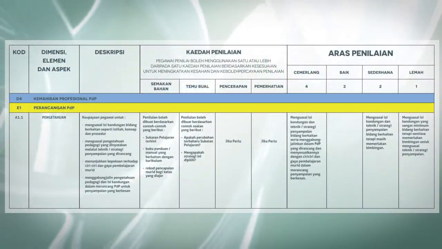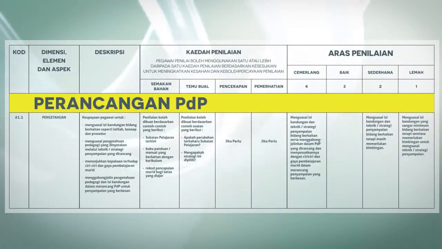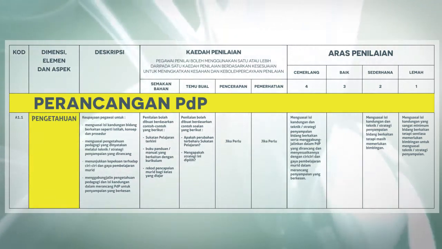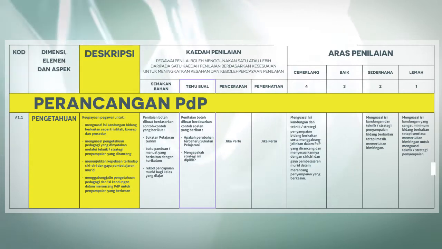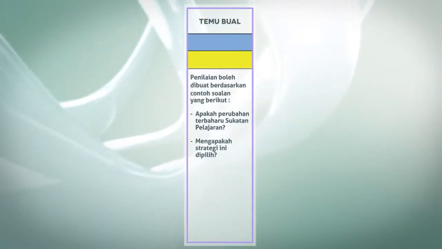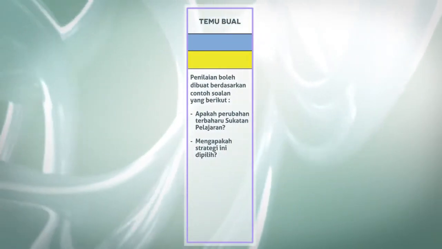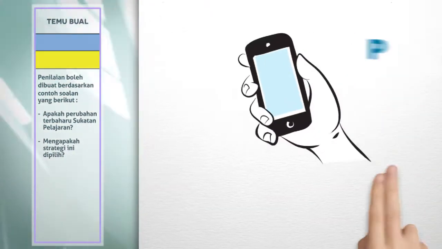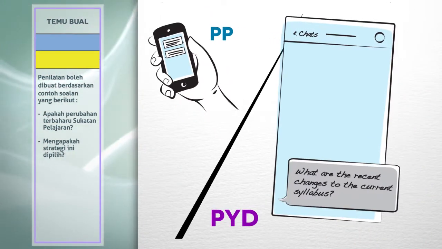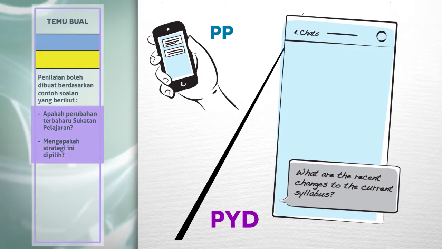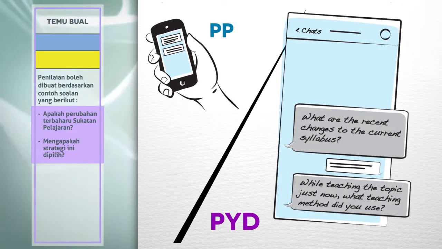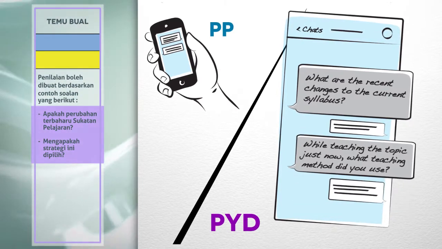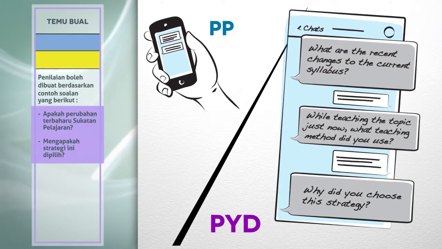For example, in the planning element from the aspect of knowledge, based on the given description, the evaluator can make inquiries about the evaluated aspect such as: what are the recent changes to the current syllabus? While teaching the topic just now, what teaching method did you use? Why did you choose this strategy?